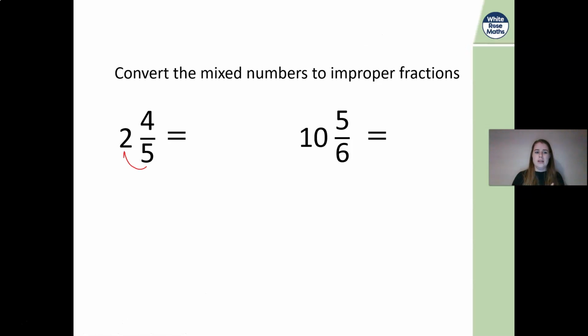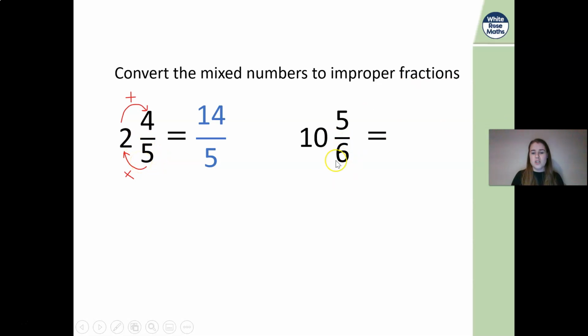Okay, well, let me show you then. So 2 multiplied by 5 is, good, it's 10. And then we're going to add the numerators. We're going to do 10 add 4, 14. And we know that it's going to have the same denominator because the denominator doesn't change. Okay, that's important to remember. Our denominator here does not change because it's still looking at 5 equal parts.